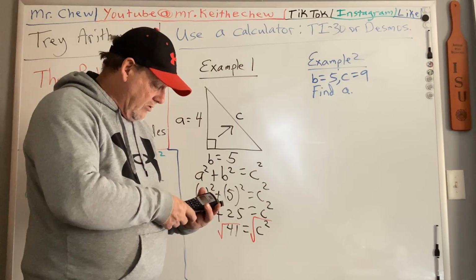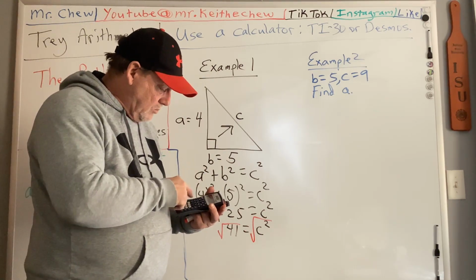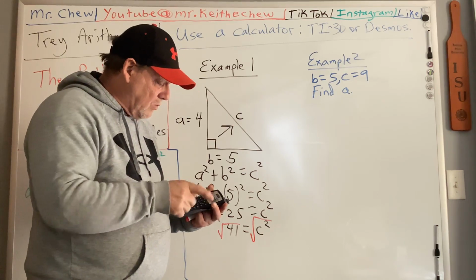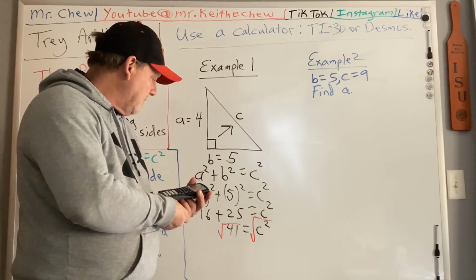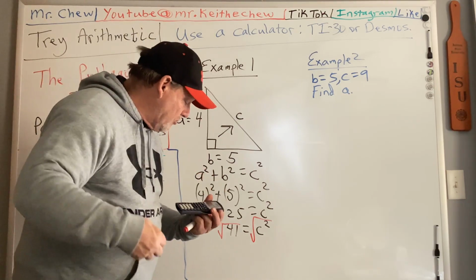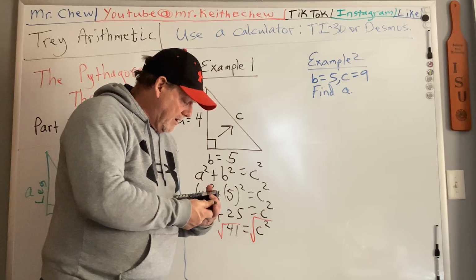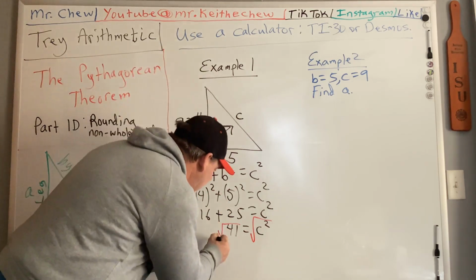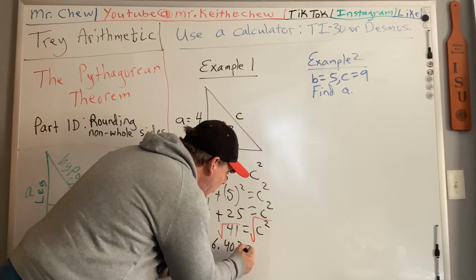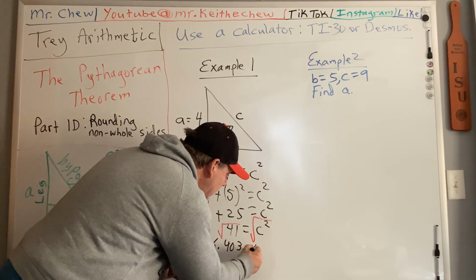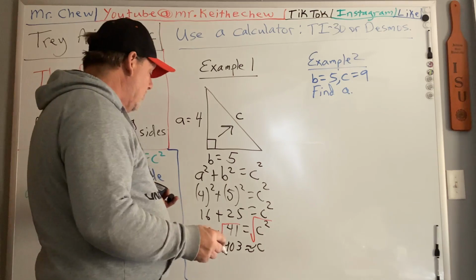So I take my calculator. Now in this particular calculator, to get the square root, I have to hit the second x squared. Different calculators are different. And I hit 41. It ends up telling me, as I told you, it's between 6 and 7. It ends up being 6.403, and then it goes on and on and on. And so I'll put two little curl marks equaling C.